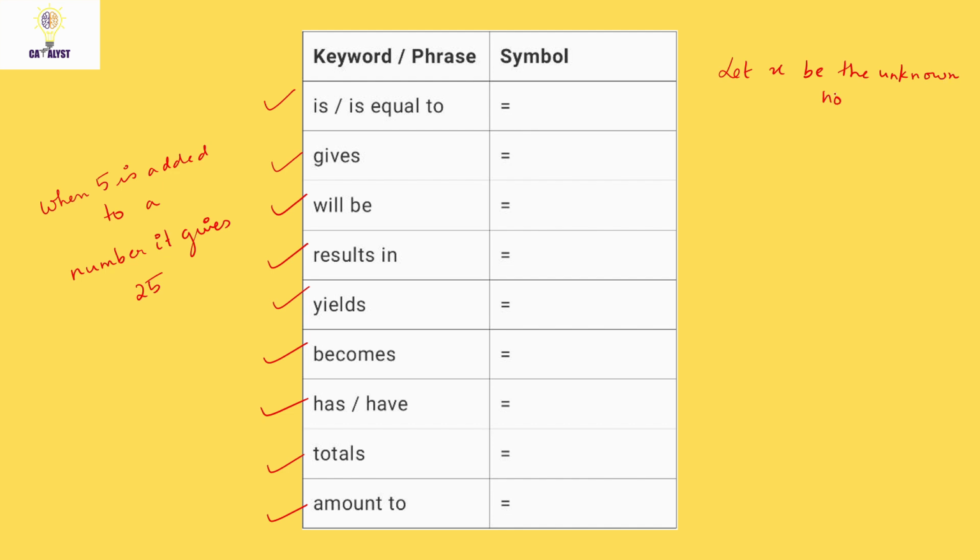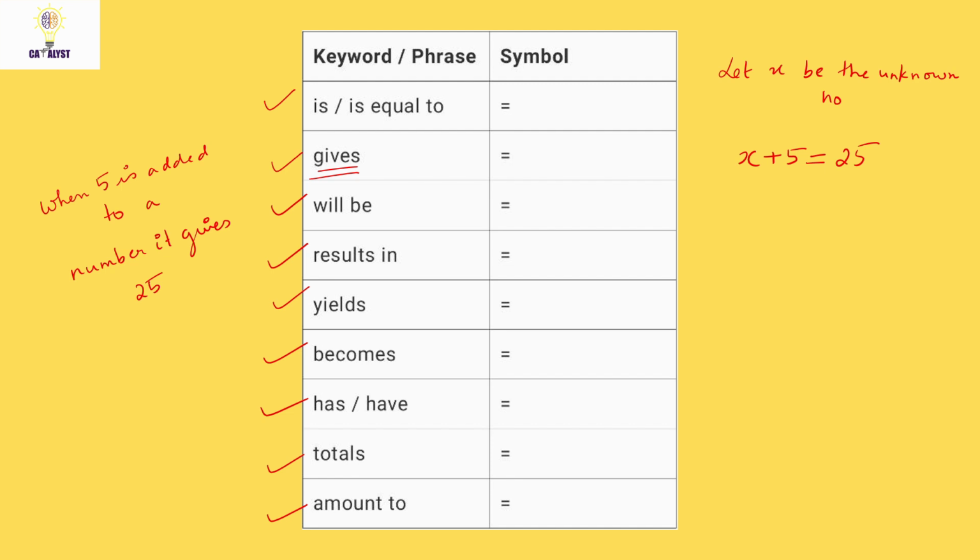Fine. Now it is said that 5 is added to this unknown number. So that means x plus 5, right? When 5 is added to this number, it gives 25. Now what did I say? Whenever there is the word gives, we will write equal to. Gives means equal to, gives what? It gives 25. So this is how you will frame it.